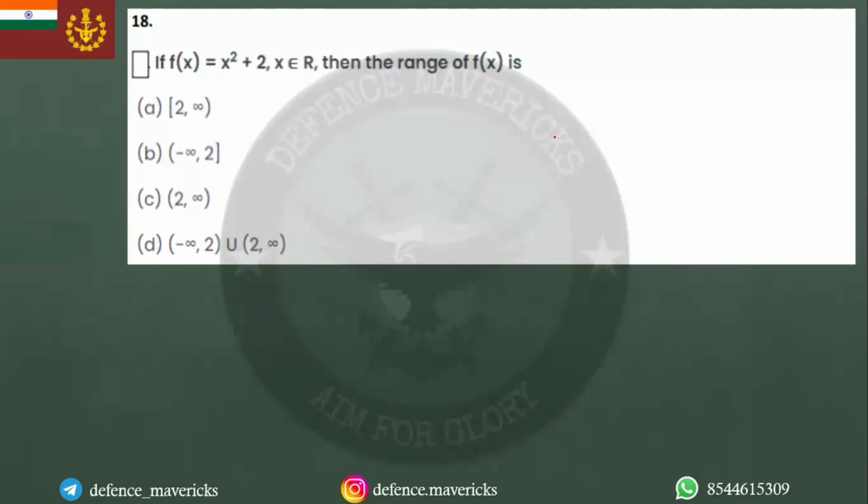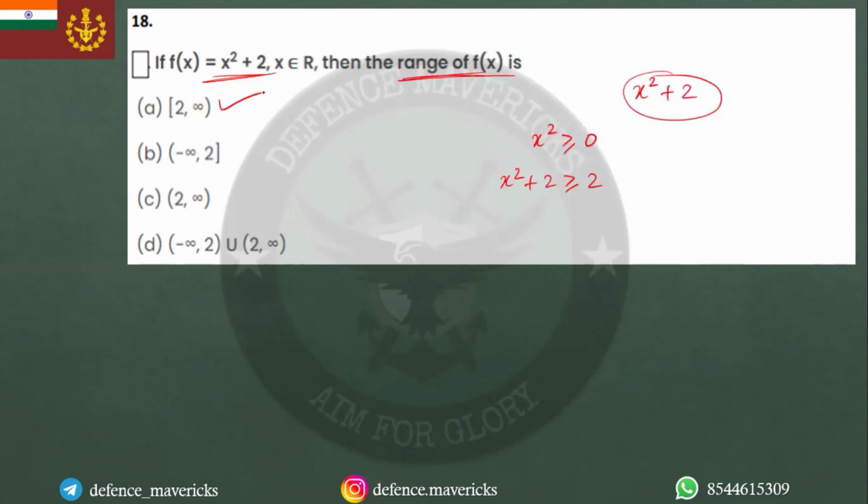Sorry. So the range of f(x) = x square plus 2. Such questions are also asked: what will be the range of x square plus 2? Everyone knows that x square is always greater than or equal to 0. So x square plus 2 will always be greater than or equal to 2. And what is range? Range is basically all the possible outputs of a function. So x square plus 2 can never be less than 2. So this is the answer, 2 to infinity.